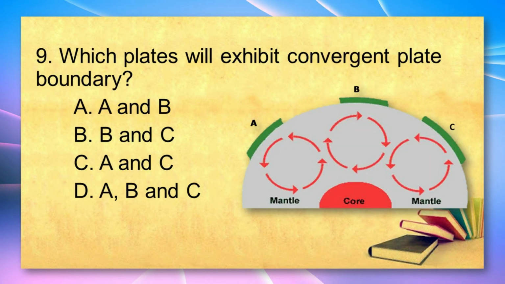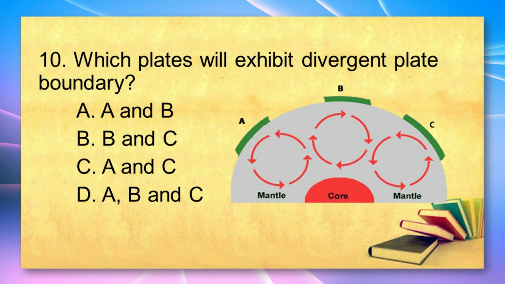9. Which plates will exhibit convergent plate boundary? A. A and B. B. B and C. C. A and C. D. A, B, and C. 10. Which plates will exhibit divergent plate boundary? A. A and B. B. B and C. C. A and C. D. A, B, and C.